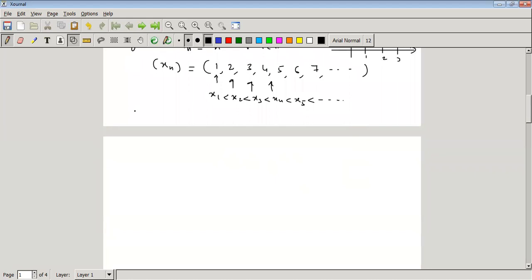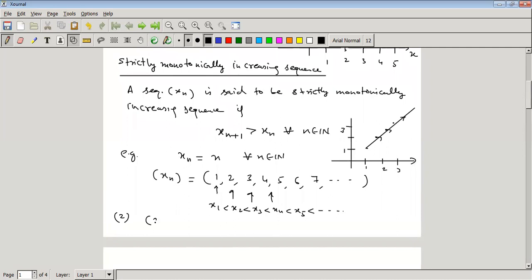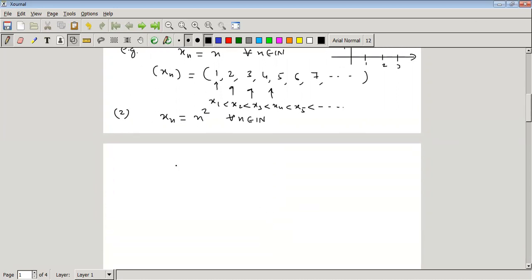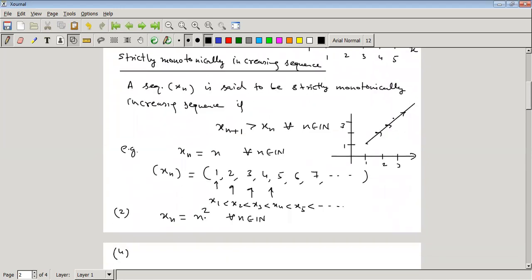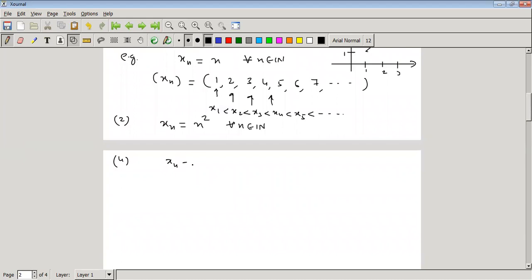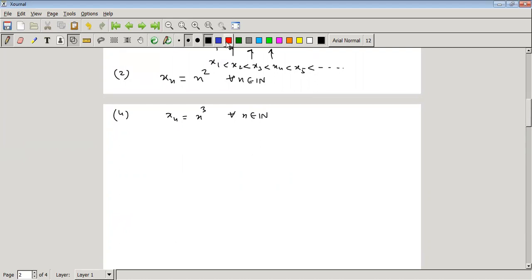Other examples of strictly monotonically increasing sequences: we can define xn equal to n square for every n in N. This is again strictly monotonically increasing, and we can also say it is monotonically increasing. A fourth example: xn equal to n for all n in N. This is again strictly monotonically increasing, or we can say it is a monotonically increasing sequence. Now, the next definition is monotonically decreasing sequence.